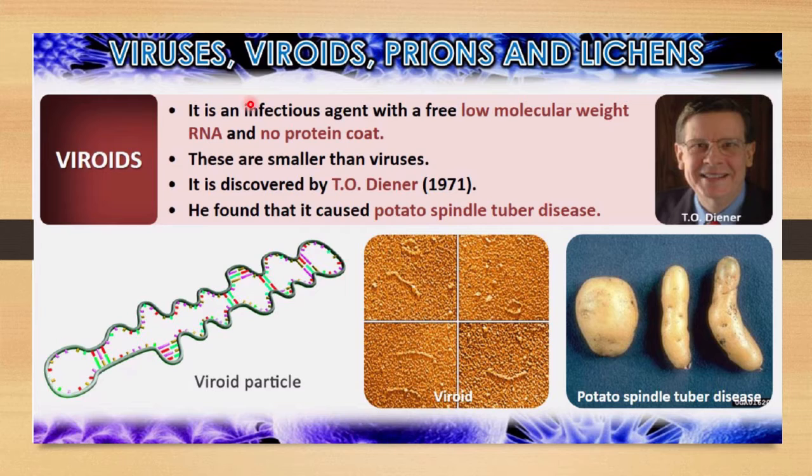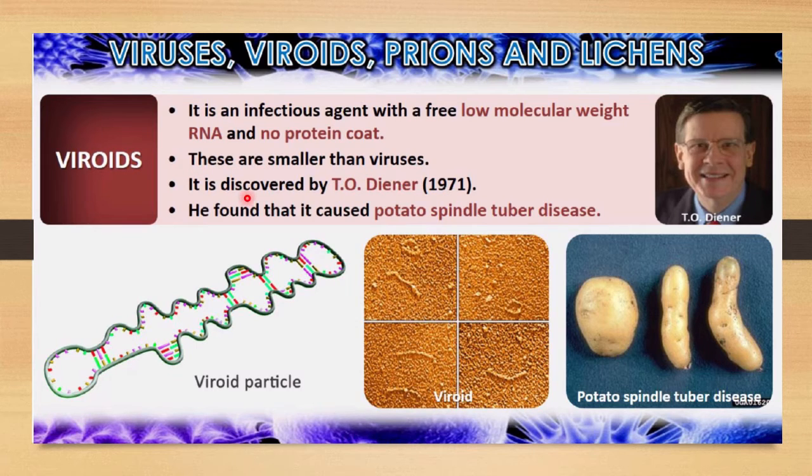It is an infectious agent with a free low molecular weight RNA, and they do not have any kind of protein coat. If you compare viroids with viruses, you know very well viruses will have RNA or DNA in the center, surrounded by the protein coat. But in the case of viroids, there is only a low molecular weight single fragment of RNA, and they do not have any kind of protein coat. Also, these are organisms which are smaller than viruses.